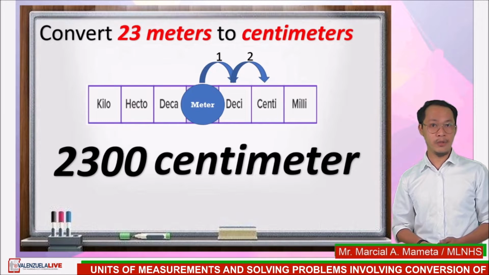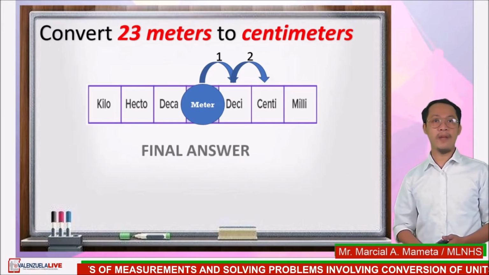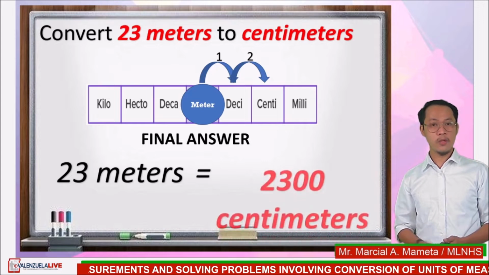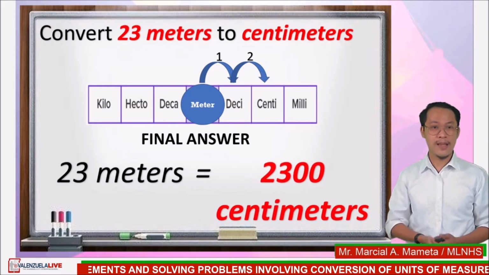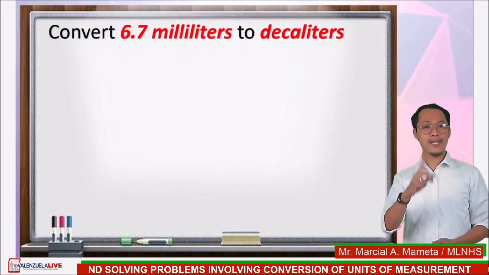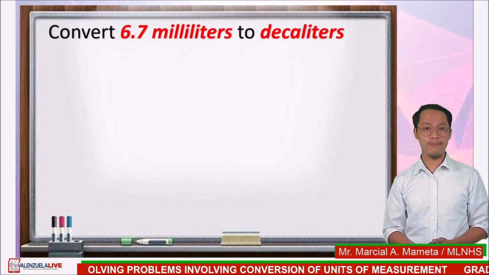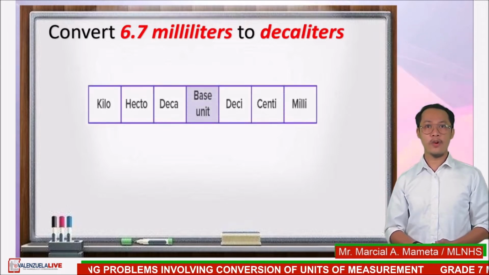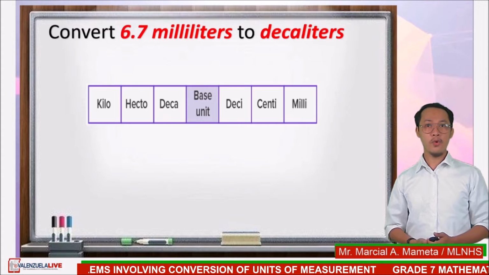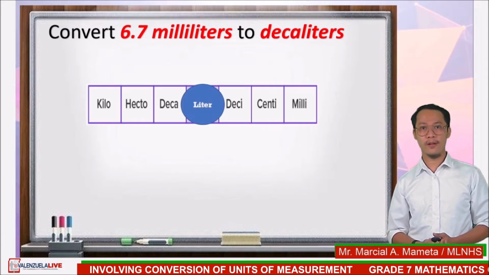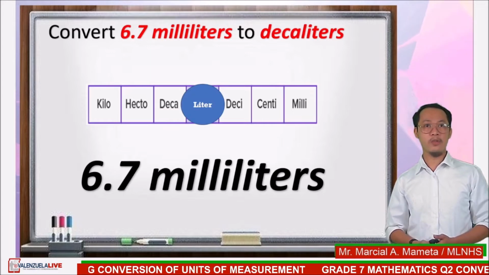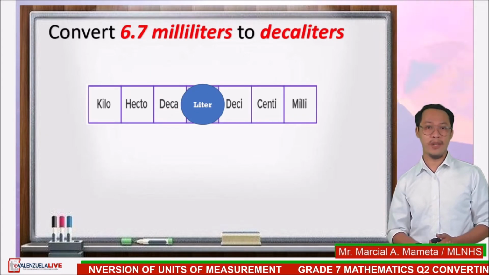2,300 centimeters. Therefore, our final answer is 23 meters is equal to 2,300 centimeters. This time, let us convert 6.7 milliliters to decaliters. We are going to change our base units for our conversion line to liters. So we need to convert 6.7 milliliters. Take note of the decimal point.